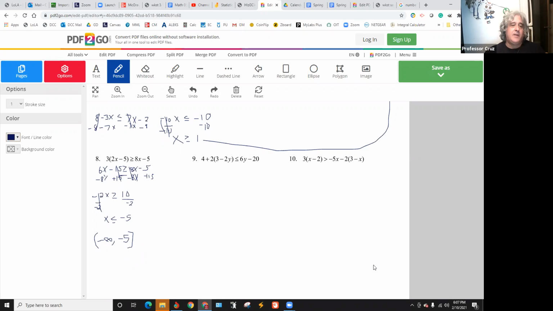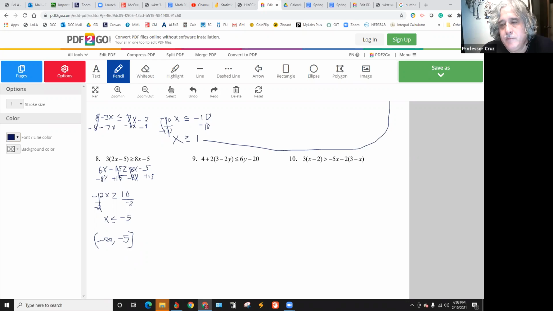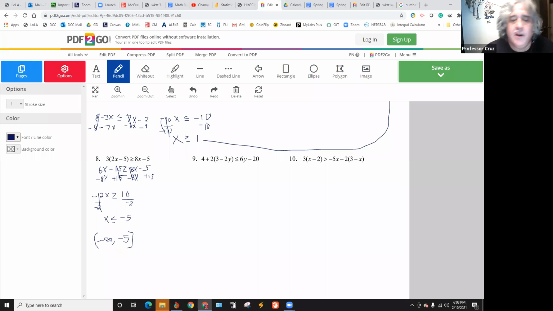Okay. How about that next one? And so, Mr. Cruz, the rule is when you have a negative number in front of the x, you've got to change the sign. It doesn't matter about the other side. But if it's a negative x, you've got to turn it into a positive x, which means you introduce the negative number that causes the sign to turn around. Okay, thank you.